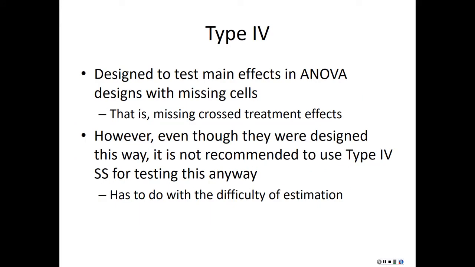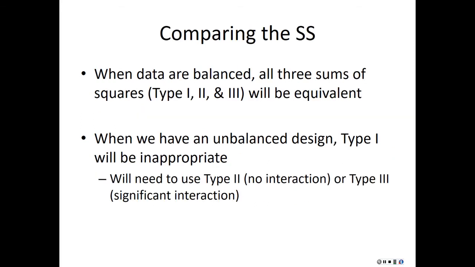And then you get to type 4, and this happens when you have missing cells. We'll see it later when we have missing treatment effects going on. That's what I mean by missing cells. So we don't have any subjects in a certain combination of A and B in the factorial design. So like in treatment 1 of A and treatment 3 of B, those crossings, if we don't have subjects there. But anyway, most of the time we don't even use type 4. Most of the time we use type 3.